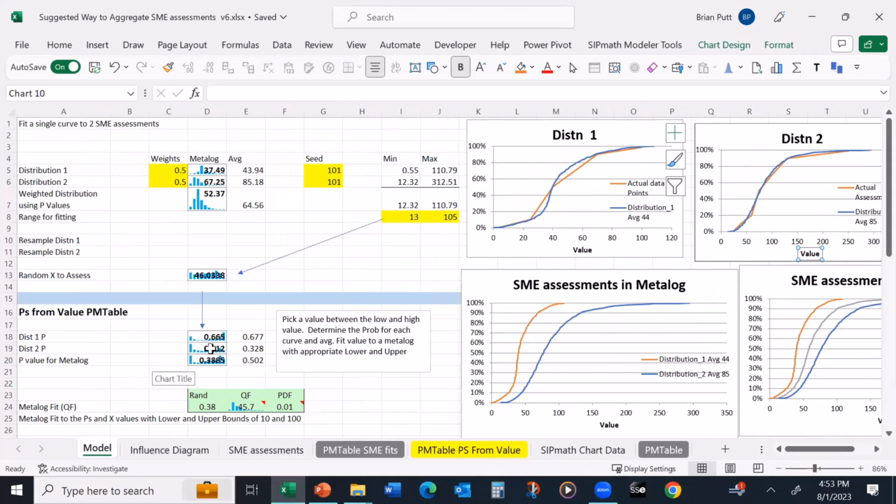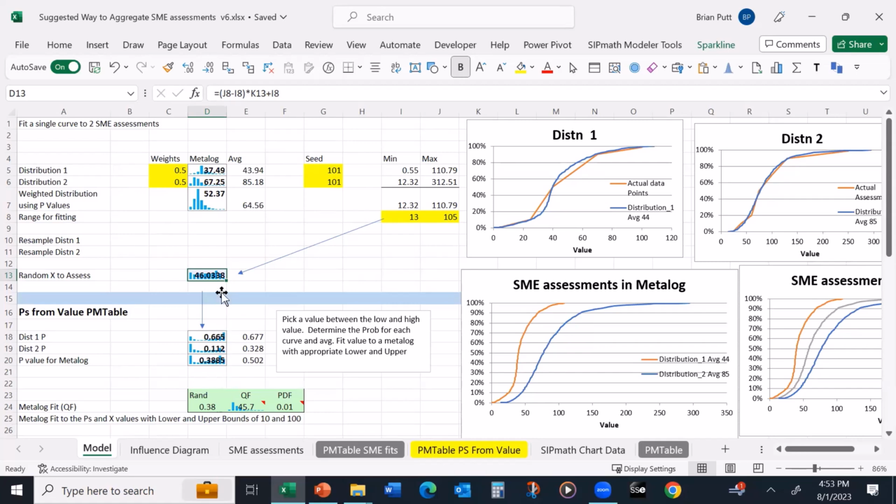So here's this particular value of 46. So 46 would be right around in here. It says that for distribution 1, it's 66%, and for distribution 2, it's only 11%. Right through there. And that averages to 38, 39%.